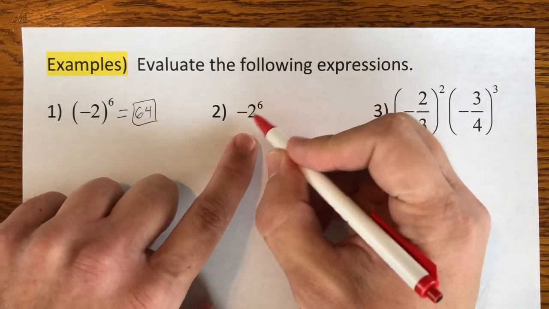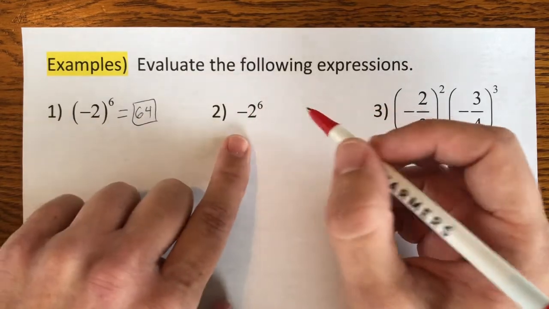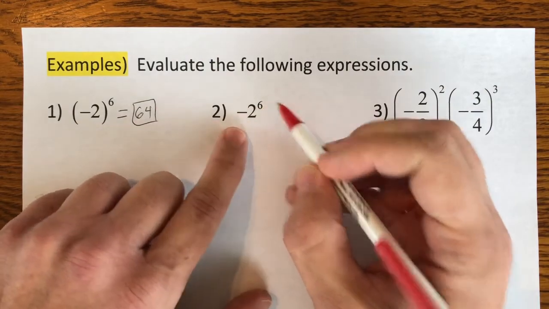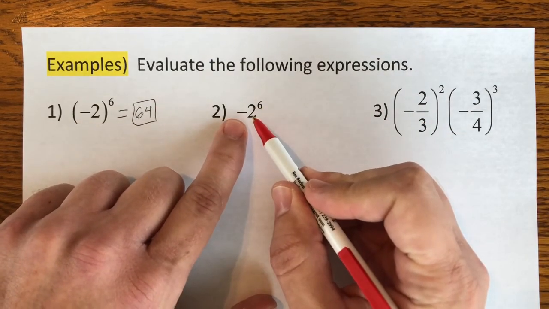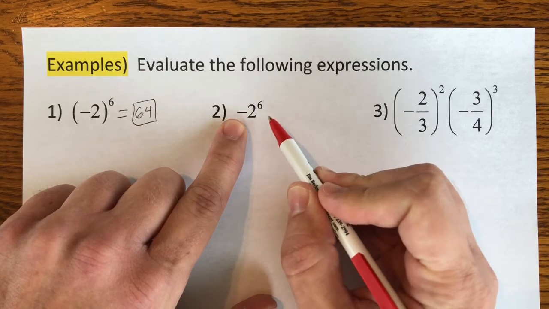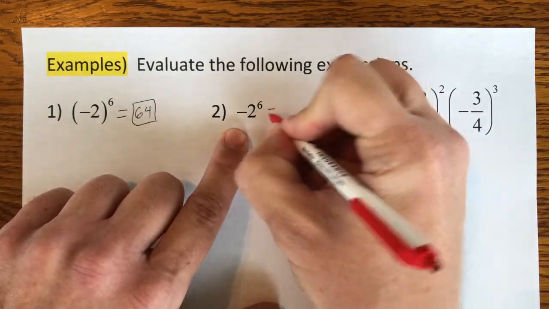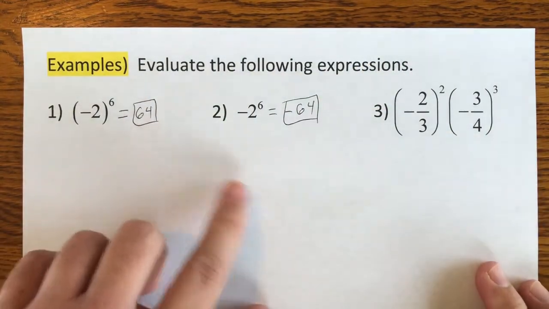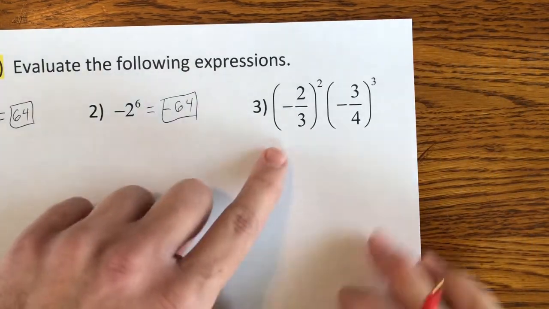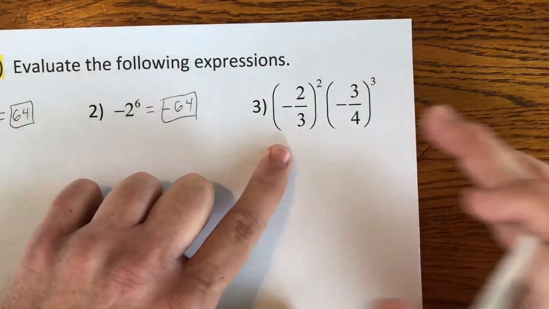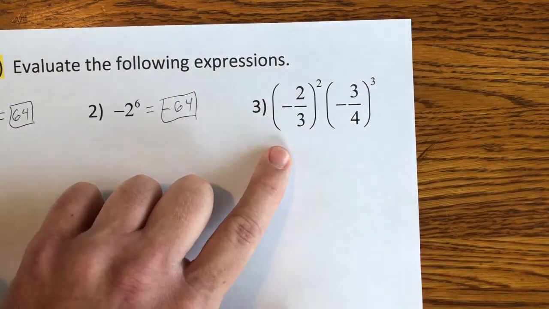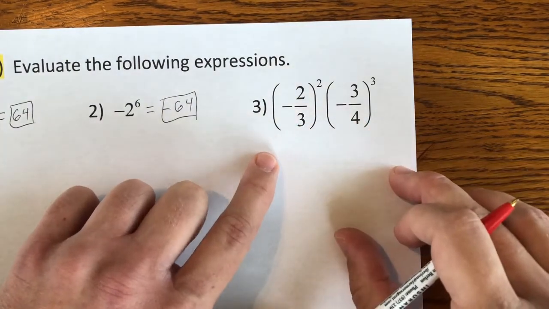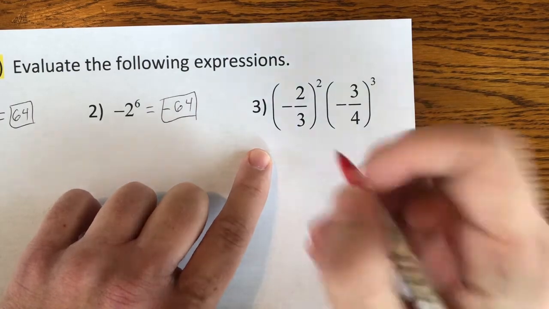This one is definitely different than number 1. Why? Because the negative is no longer in parentheses. So what this actually means is -1 times 2 times 2 times 2 times 2 times 2 times 2, which would be equal to the opposite of the answer we just got in number 1. Again, if you wanted to really write this out, I don't know why you would, but you could. But if they're numerical, just go ahead and use your calculator. That's fine. I'll go ahead and show you a couple steps on this one.